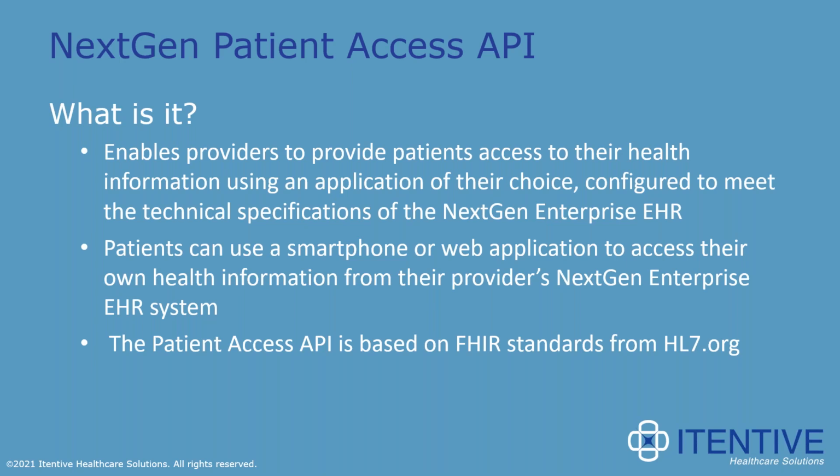So patients can use a smartphone or some sort of web app to access their own health information straight from your NextGen EHR system. And this Patient Access API is based on those FHIR standards from HL7. So you can see this is different than the Enterprise API because it's going to allow patients to access their health information directly from the EHR.